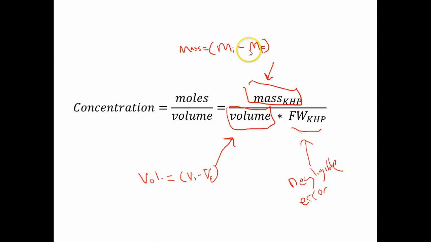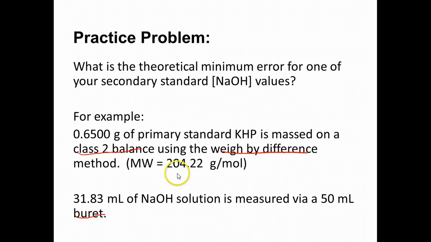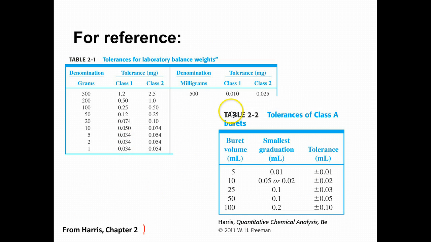And so we're going to have some error associated with the mass and some error associated with the volume, and then we're going to have to combine them together at the end. So we're going to take this in a couple separate parts. For reference, you want to look at chapter 2 of your book, where it has some of these values. In this problem, I have a class 2 balance for the mass, and our sodium hydroxide is measured via burette. Let's just start with the balance. So we're doing a class 2 balance.